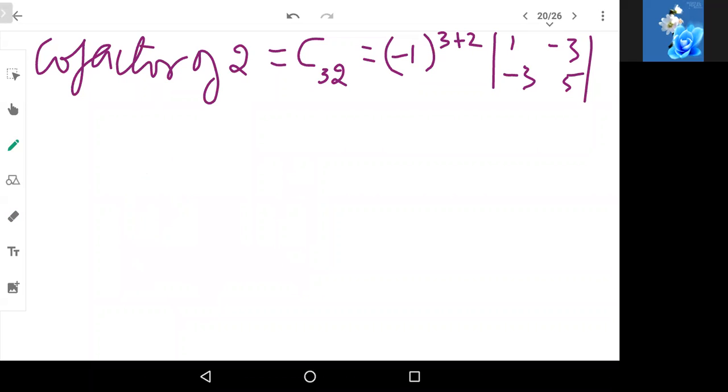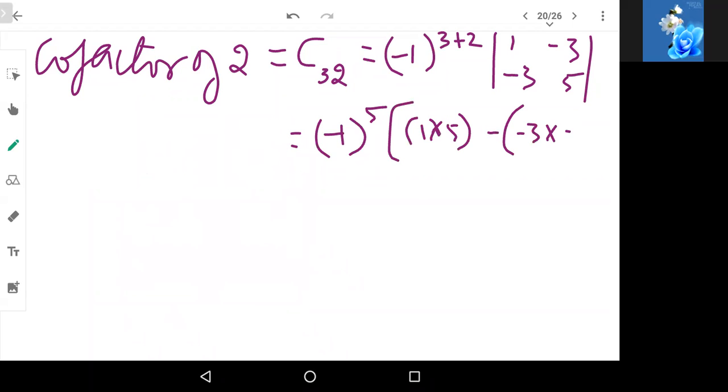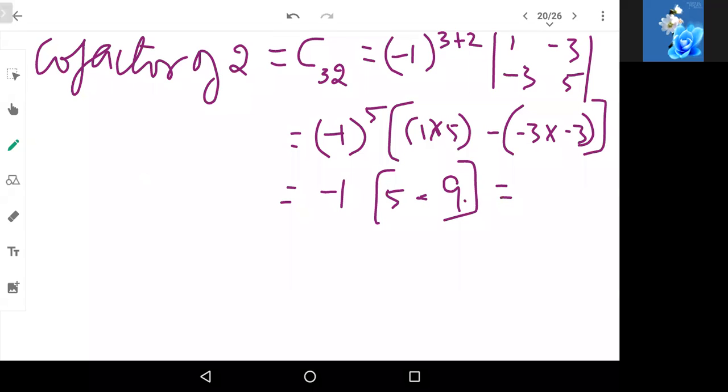Now let us solve this. Minus 1 to the power 5 into 1 into 5 minus 3 into minus 3. So minus 1 to the power 5 is minus 1 into 1 5s are 5 minus of minus 3 is plus 9. Minus into minus 3 is plus 9. So 5 minus 9 is minus 4, minus 1 into minus 4, which is plus 4.